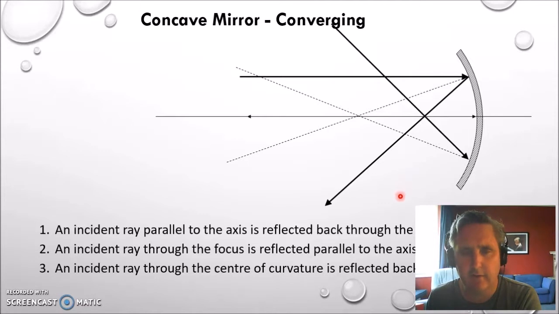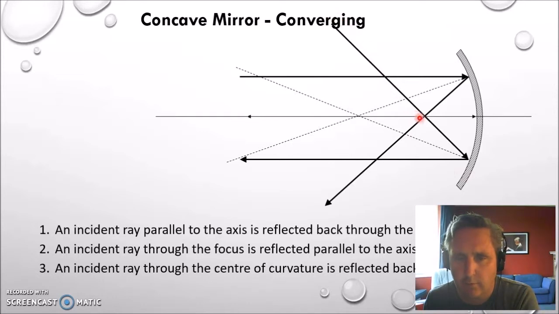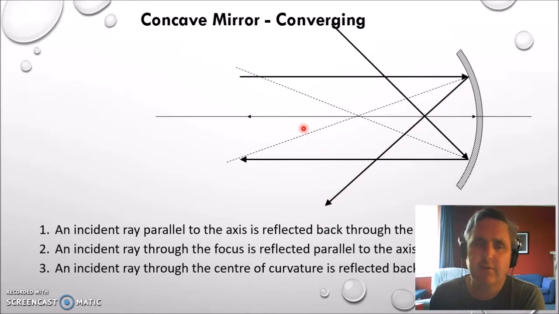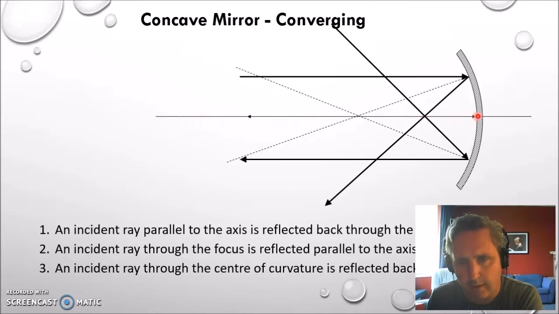So let's draw the next light ray. The next light ray we're going to draw is the one that goes through the point called the focus and then bounces off parallel. So this light ray will go through this point here in the middle and bounce parallel. And it does the same thing as the one that went parallel and then bounced through the point. They follow those rules. The third light ray that we could draw on this diagram is one that goes directly along the principal axis and bounces back again.